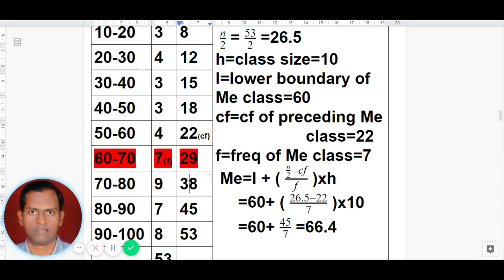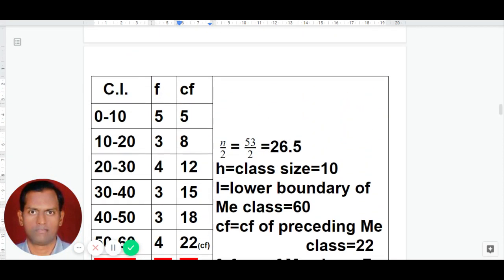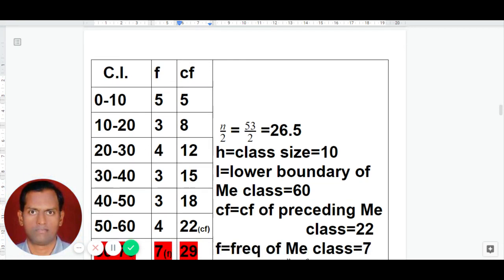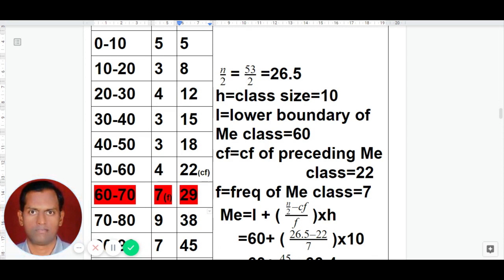38 plus 7 is 45. 45 plus 8 is 53. Without finding cumulative frequency, we cannot calculate median. Now, first find n by 2. The value of n by 2 is 26.5. In cumulative frequency, the immediate bigger value of 26.5 is 29. So this class is considered as median class.